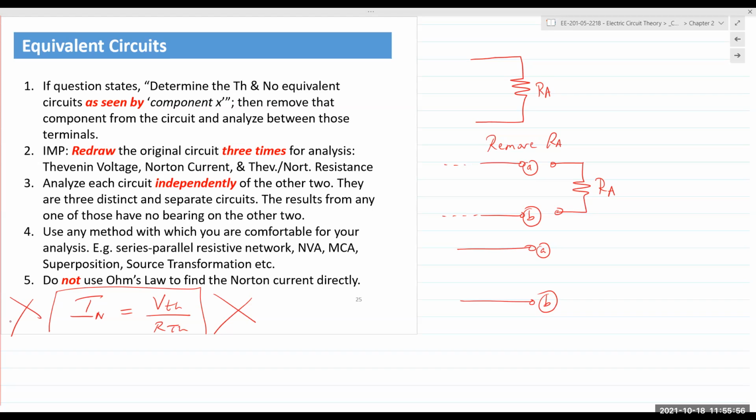Now, the analysis, again, as I said, you can use any technique you want unless I state in there to use a particular technique. You can use node voltage analysis, mesh current analysis, superposition, source transformation, Ohm's law, KCL, KVL. You can use a combination of all the tools that you have at your disposal. Okay.